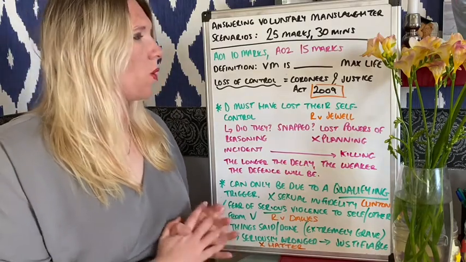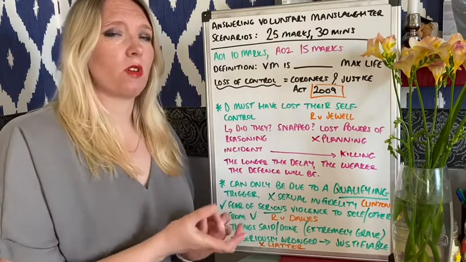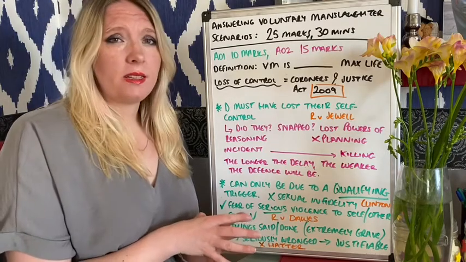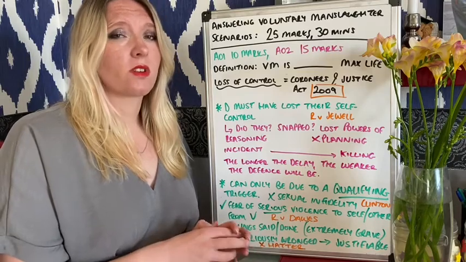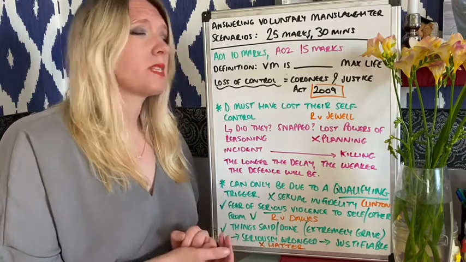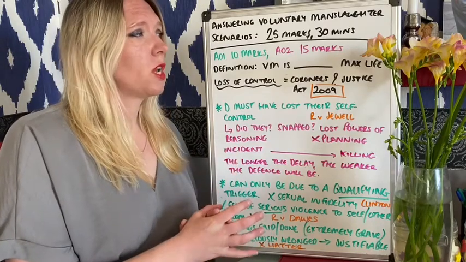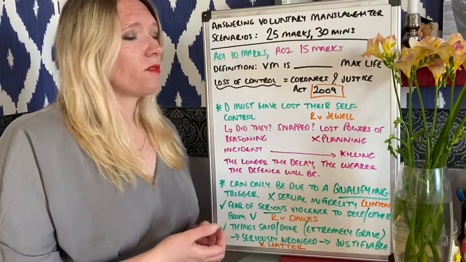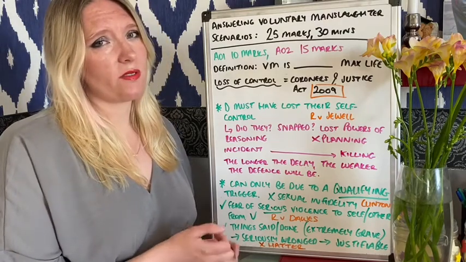So really important here is to start with a definition of voluntary manslaughter overall if you're starting with loss of control. So voluntary manslaughter is where the defendant has committed the actus reus and mens rea of murder. So they've caused the unlawful killing of a human being under the Queen's peace, but they've done that with malice aforethought because of something someone else has done.